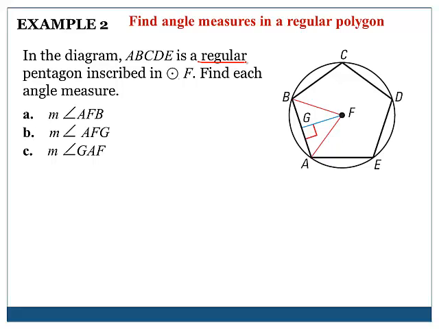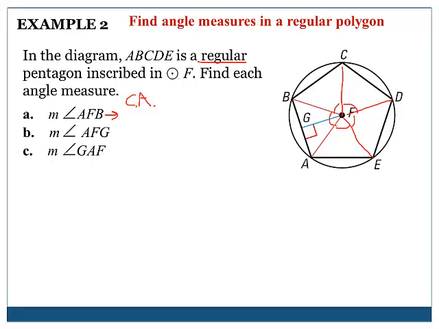Okay, so to find the central angle, this is a central angle here. This is how you find a central angle. You take all of the central angles that are created within the polygon. So I have 1, 2, 3, 4, 5 central angles. We know that all those central angles are congruent because this is a regular polygon.